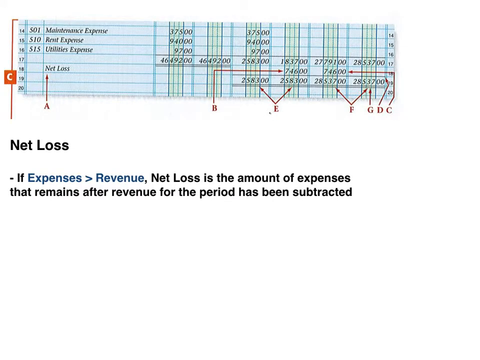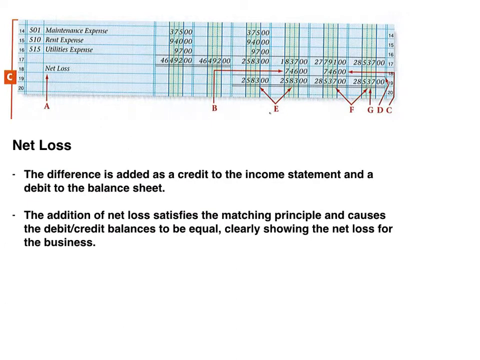Now, if the expenses are greater than the revenue, this is recorded as a net loss. The net loss is the amount of expense that remains after revenue for the period has been subtracted. So opposite from the net income, the difference for a net loss is added as a credit to the income statement and a debit to the balance sheet. The addition of net loss satisfies the matching principle again, causing the debit and credit balances to be equal, and it clearly shows the net loss for a business.